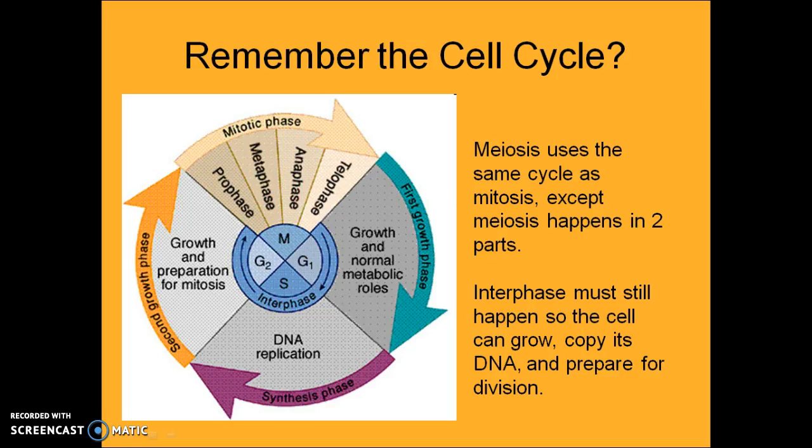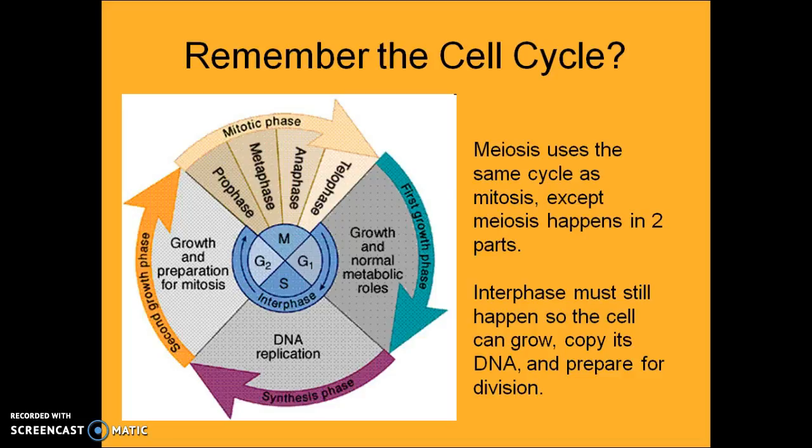Okay, now meiosis uses the same cycle as mitosis, except meiosis is going to happen in 2 parts. So we see mitosis beginning in this cell cycle up here with prophase, metaphase, anaphase, and telophase. But if it was meiosis, you'd see prophase 1, metaphase 1, anaphase 1, and telophase 1, followed by prophase 2, metaphase 2, anaphase 2, and telophase 2.